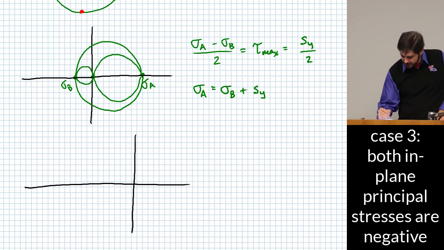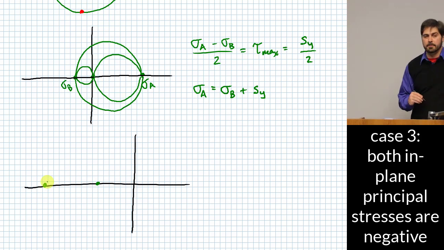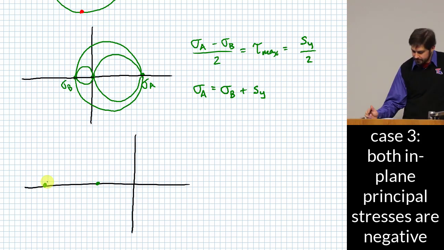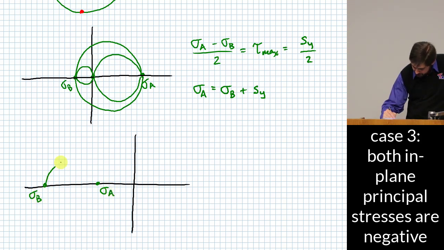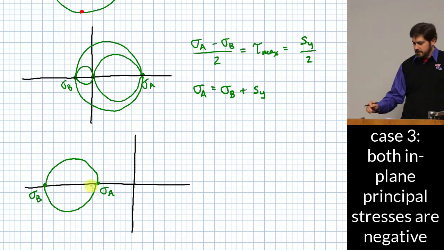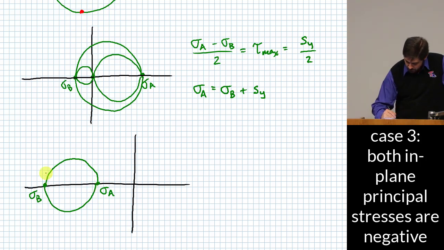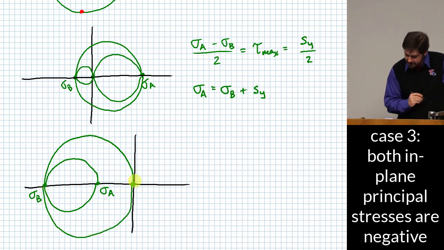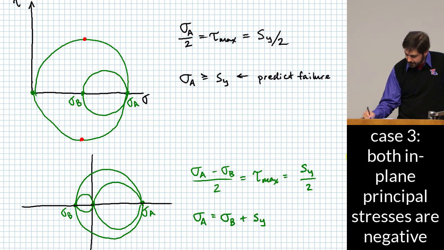Okay, the third possibility is your two in-plane principal stresses might both be to the left of 0, might both be compressive, right? So you could have sigma A here and you could have sigma B here. And that would give you this Mohr circle, which means that your overall shearing stress would be defined with this circle that went back to 0.